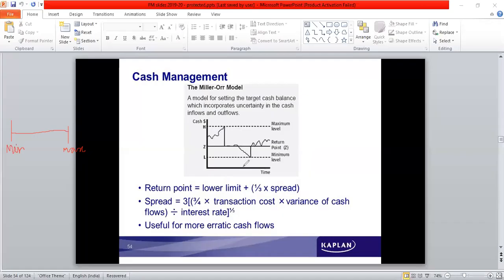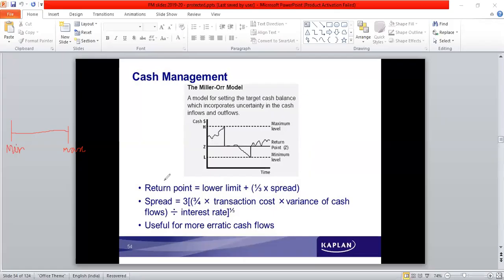So once it is understood that it is going below the minimum level, whatever investments or current assets they have as marketable securities or some short term investments, they should be converted into cash to ensure that it rises above the minimum level. So in both the situations, we see the maximum limit and the minimum limit. They are ensuring that it reaches the return point. So what is the return point? How do we decide on what is the return point?